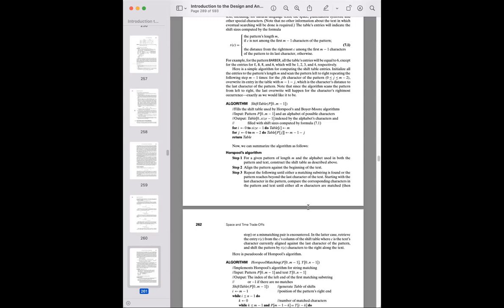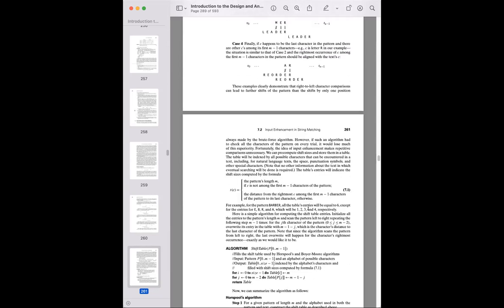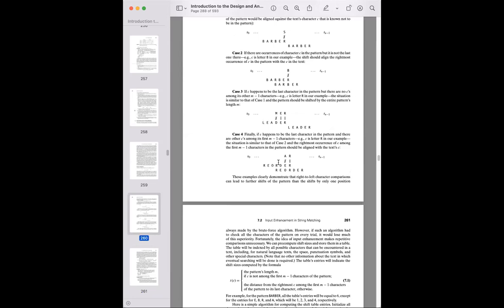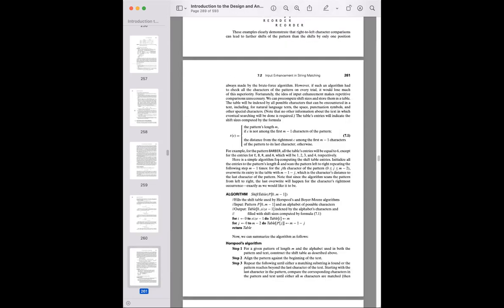In the last case there, we're going to retrieve the entry from the shift table, from the C's column of the shift table, where C is the text character currently aligned against the last character of the pattern, and that will tell us how far we have to move without having to calculate that every time. So in essence, it's the part in the cases here, the calculating how C compares to the rest of the pattern. That's what we're doing with the shift table, okay?